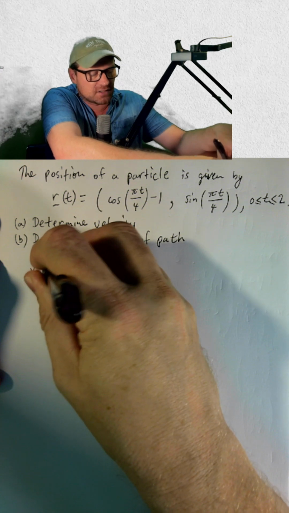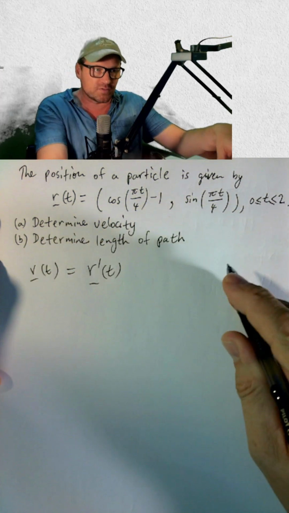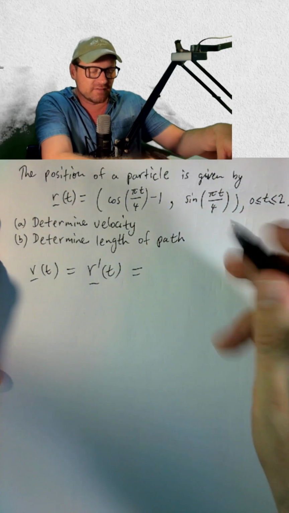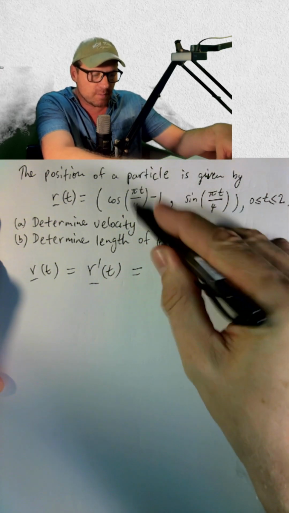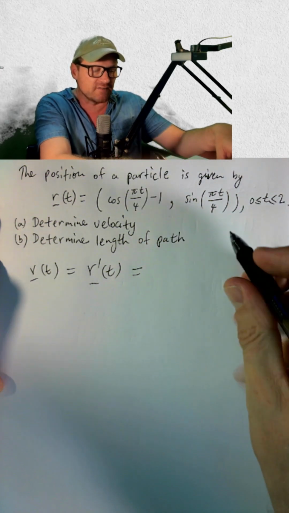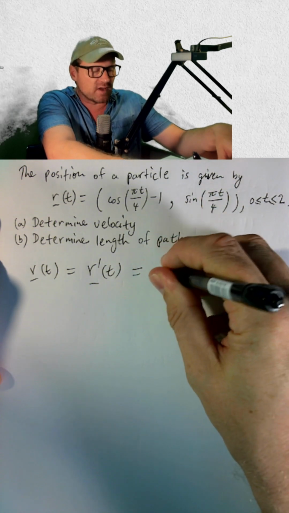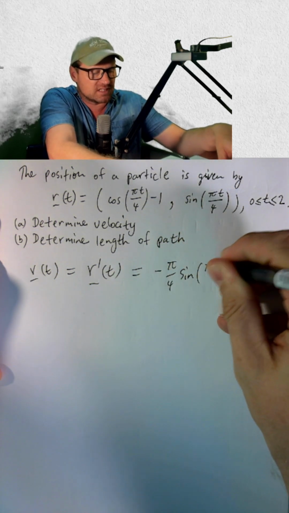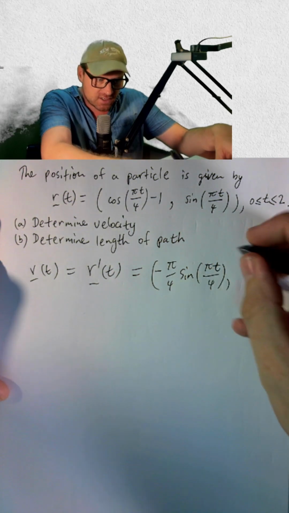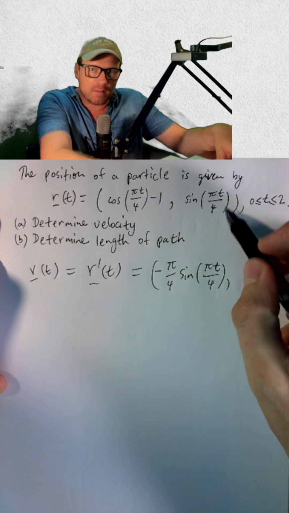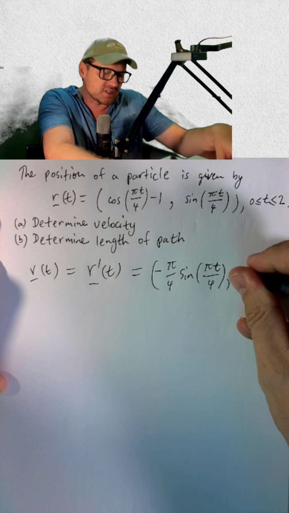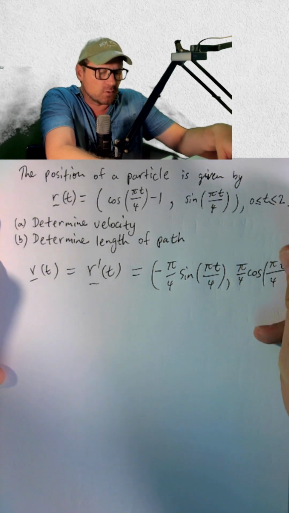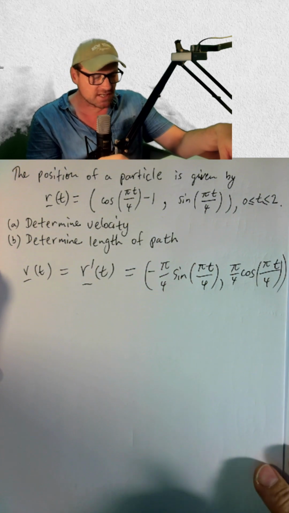The velocity vector is the derivative with respect to t of r of t. The derivative of cos is minus sine, and we multiply by the derivative of the inside function, which is π/4. So we have minus π/4 sin(πt/4), and then the derivative of sine is cos, and we multiply that by the derivative of the inside function, which is π/4, so π/4 cos(πt/4). Okay, so here is our velocity vector.